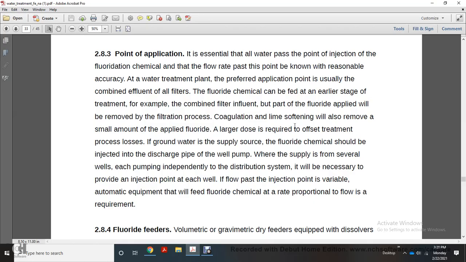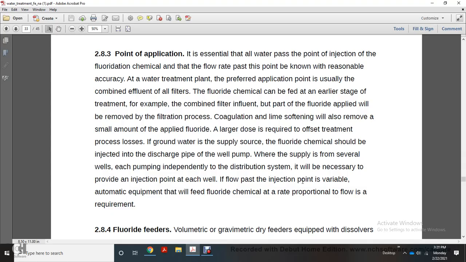A larger dose is required to offset the loss in the treatment process. For groundwater supply sources, the fluoride chemical should be injected into the discharge pipe of the well pump. Where the supply comes from several wells, each pumping independently of the distribution system, it will be necessary to provide an injection point at each.